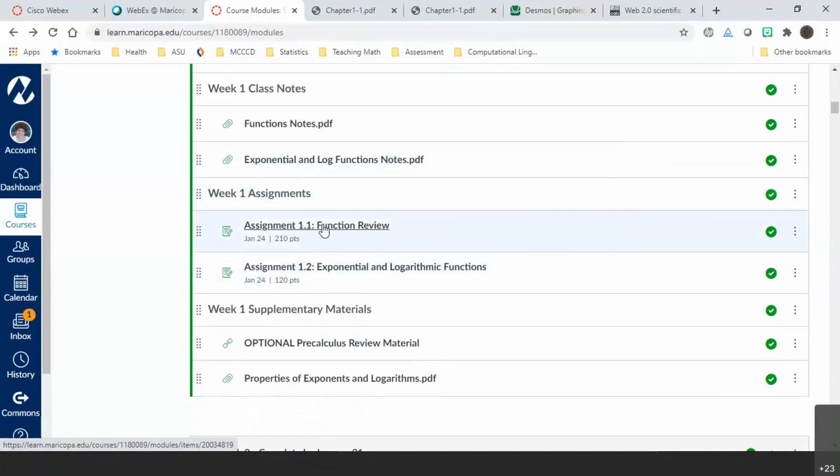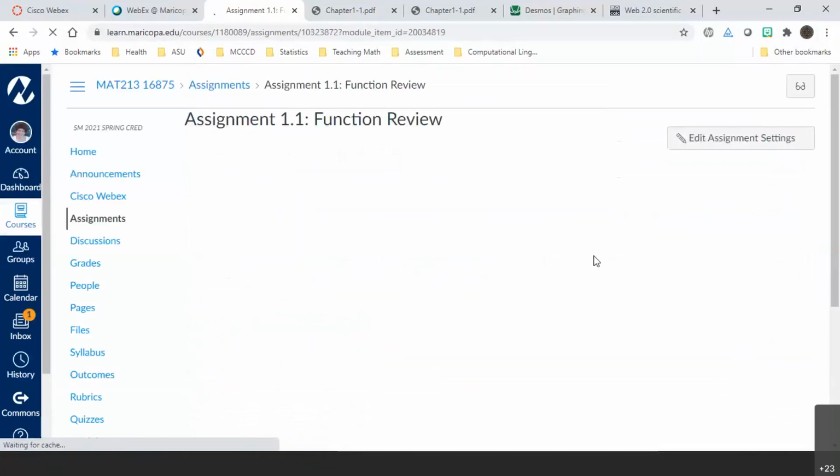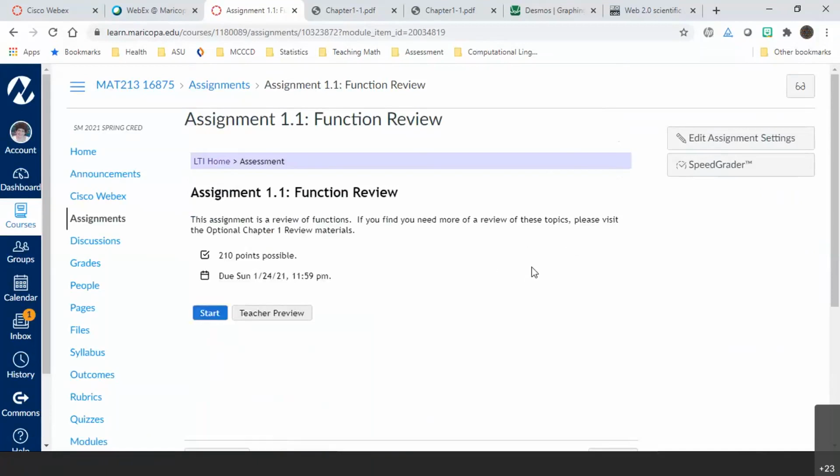So here is the actual MORE, which stands for Maricopa Open Educational Resource. These are the homework assignments. You can see there's points associated with it. I'm going to click on it so you can see kind of what it looks like. It's connecting. You don't have to log in or anything. For example, you would just have a start button. And again, here's the due date.